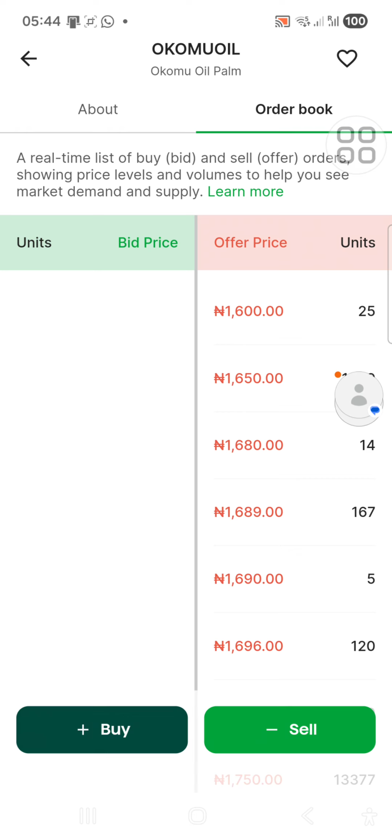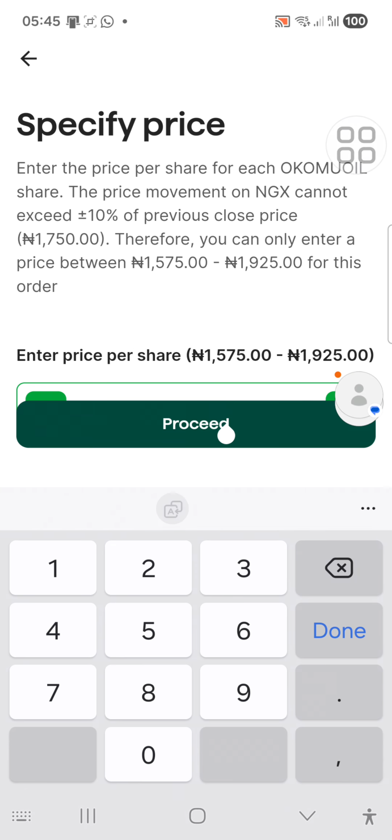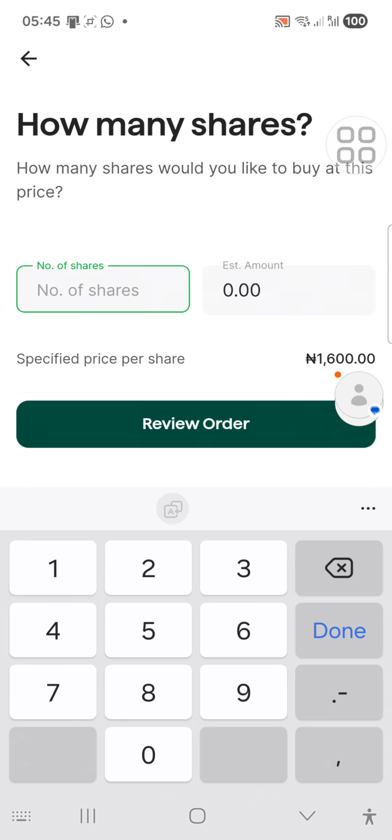Yes, offer price 1,600. So you click on buy and then you choose limit order. This allows you to set the exact price and quantity at which your order should be executed. If there are no entries in the market to match at this time, your order will be queued until market close. So click on limit order and then you type in the amount you want to pay. So you clear the amount that is in there, then you put in 1,600 and then you click on proceed.